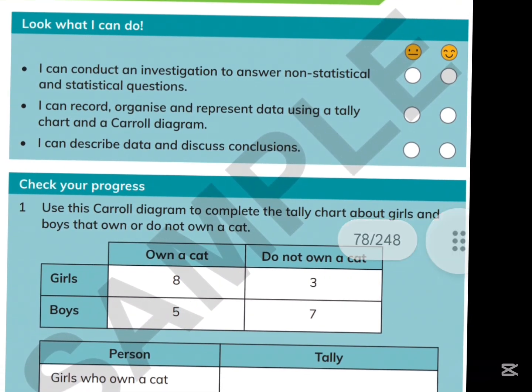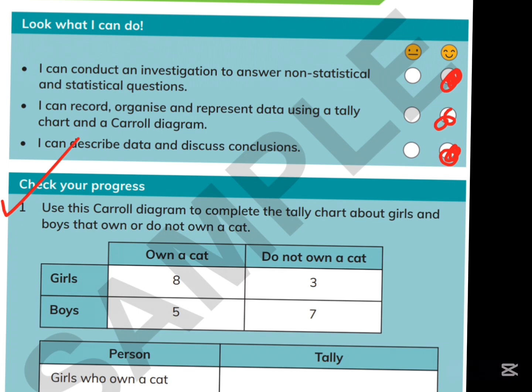This is page number 77. Now in the end, what we have done: I can conduct and investigate the answer to non-statistical and statistical questions. I can record the data and organize and represent it using a tally chart and a Carroll diagram. Yes, I can describe the data and discuss the conclusion.